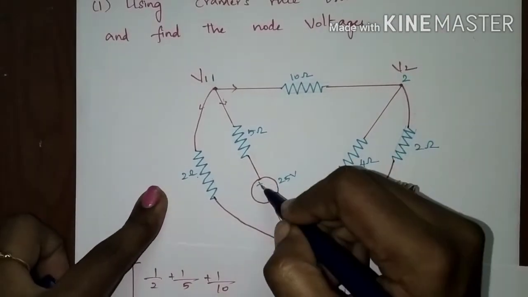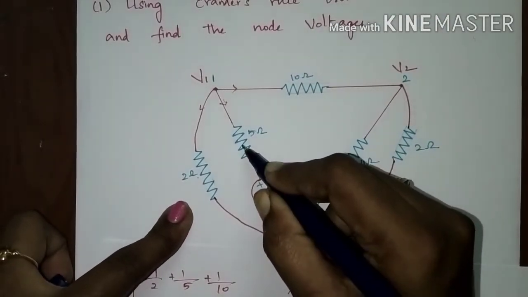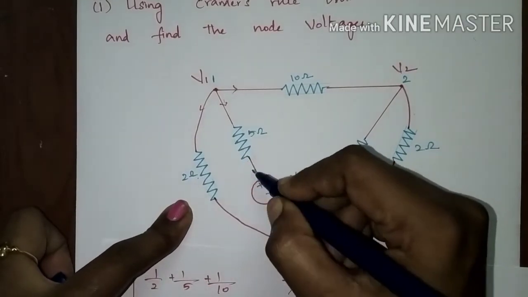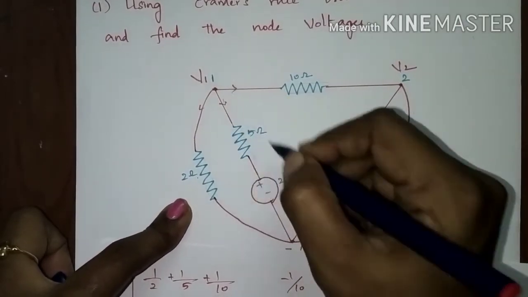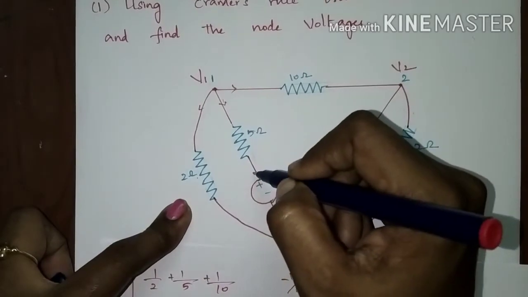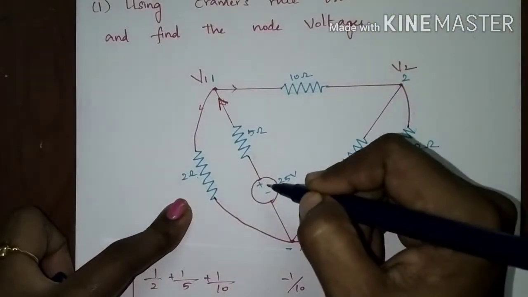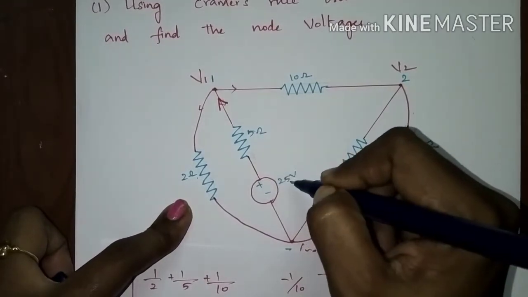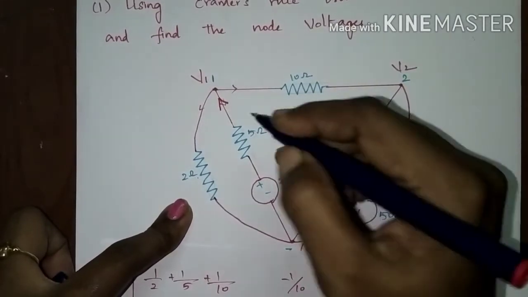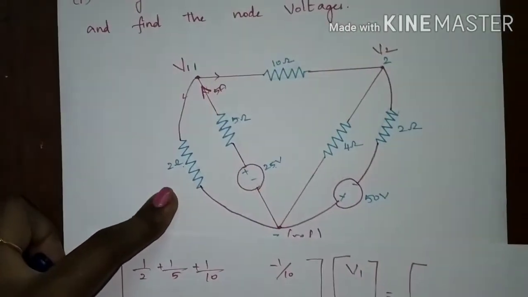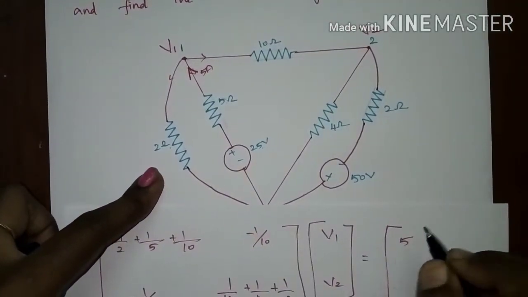See here, this is a positive terminal. The current will start flowing from the positive terminal to the negative terminal of the battery, so the current would be entering this node. What is the current value? The voltage is 25 and the resistance is 5, so 25 by 5 is 5 amperes entering. So the current is positive 5.